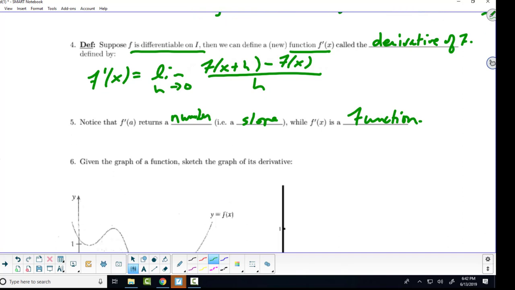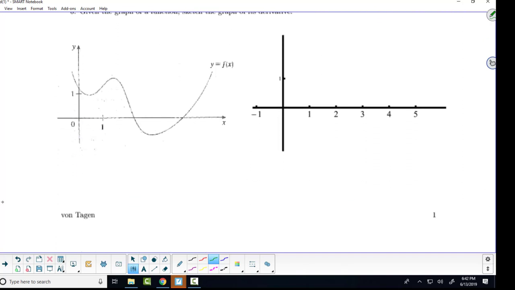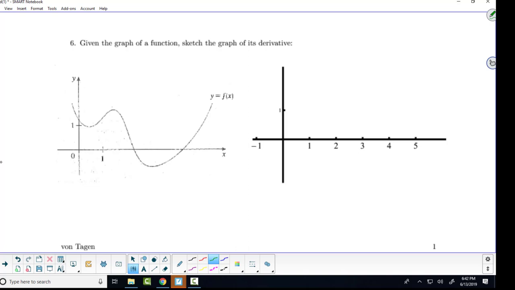All right. I want to give you some time to work on this. Here's a function, y equals f of x. It's a little bit hard to see on my graph here. Let me fill it in.